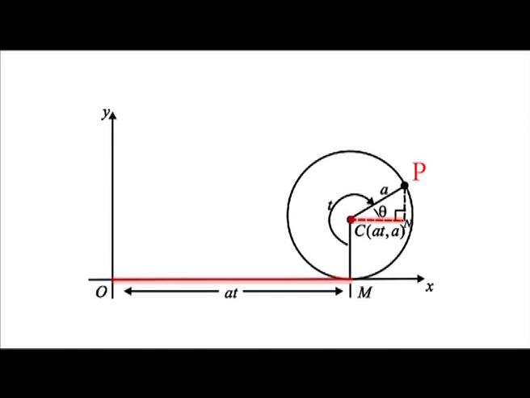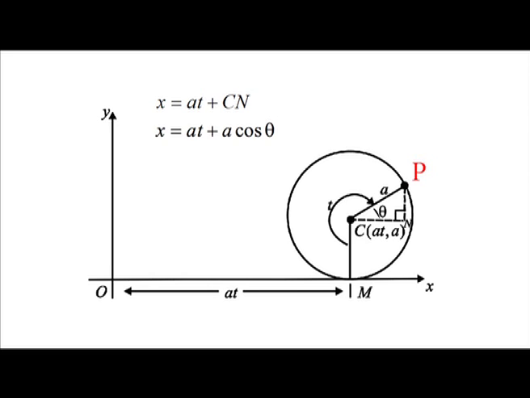Now, referring to the figure, the x coordinate of the point P at the moment is x equal to OA plus CN. Now, from the right angled triangle CNP, we have CN is equal to CP cos theta, which is equal to a cos theta. Hence, x is equal to OA plus a cos theta.